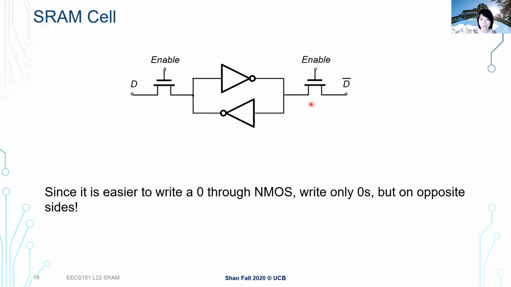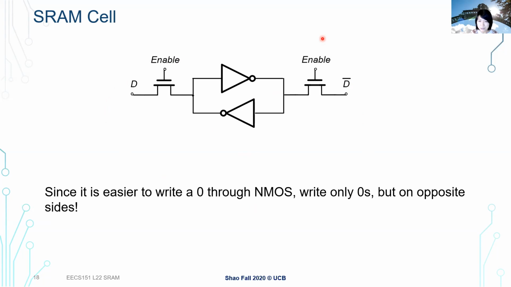So it's actually fairly straightforward. It's not a lot of new things added. This is what we had already with our cross-coupled inverters. And now by adding 2 access NMOS transistors, we basically have our 6T SRAM cell. So this is actually one of the most commonly used SRAM cell designs.